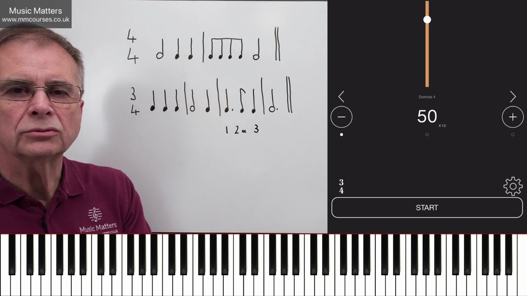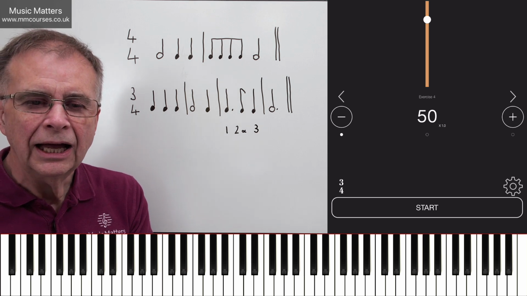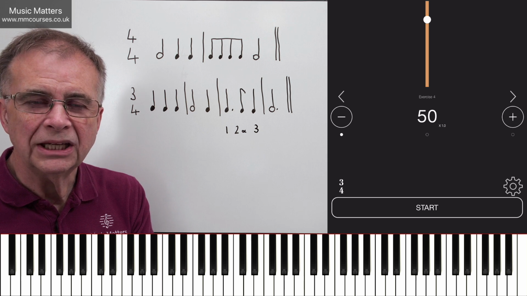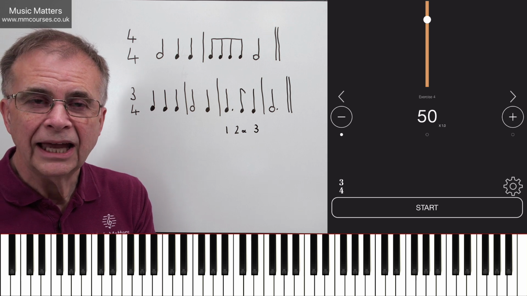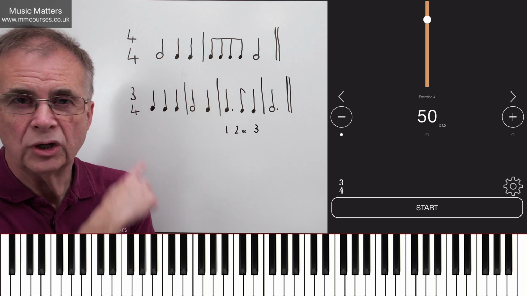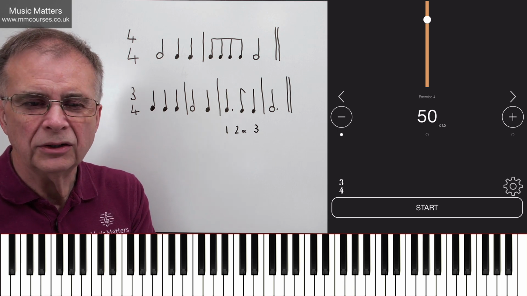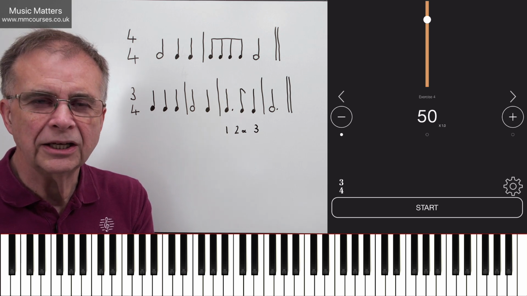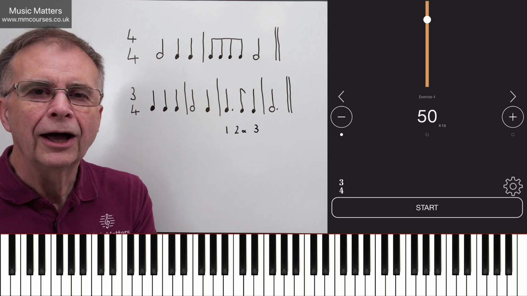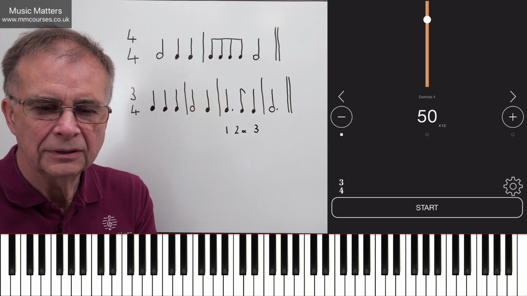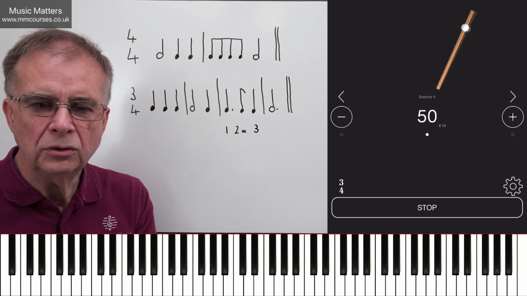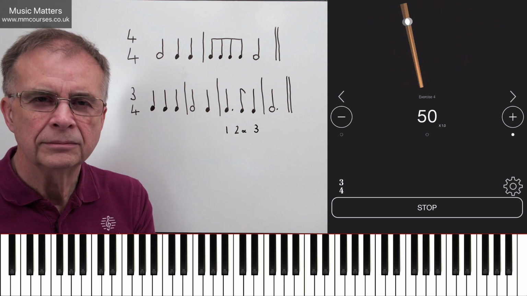And let's just throw you in straight away. I'm going to get the metronome ticking at 50. I'll count a bar, and then you try and clap that rhythm. And I'll give you some spare bars, then in case it goes wrong, you can always start again. Okay, good luck. Here we go. 2, 3.